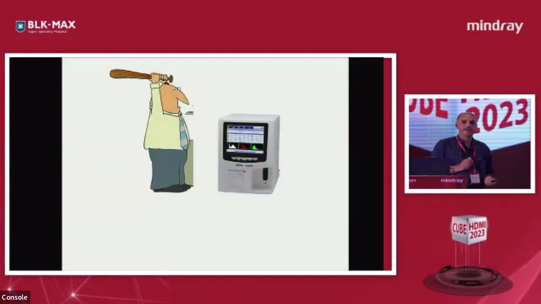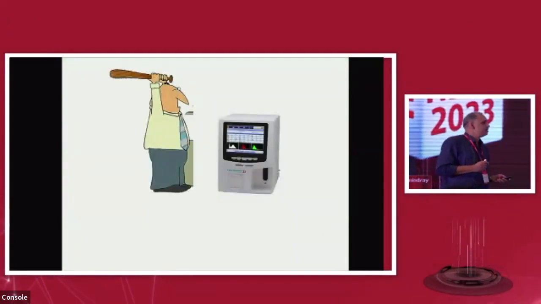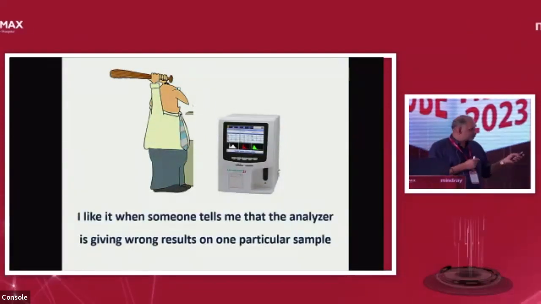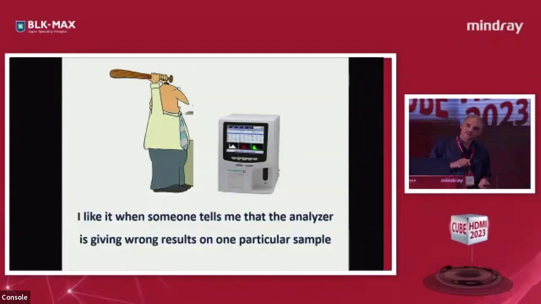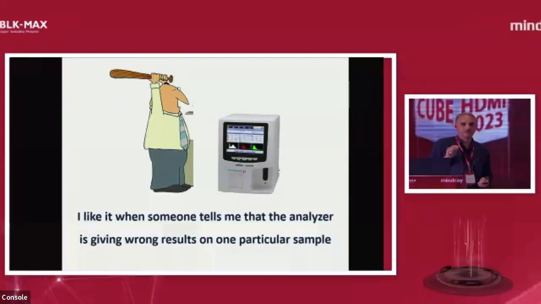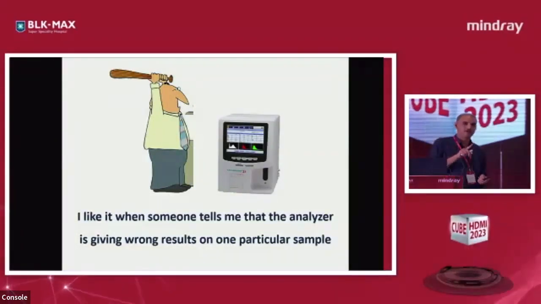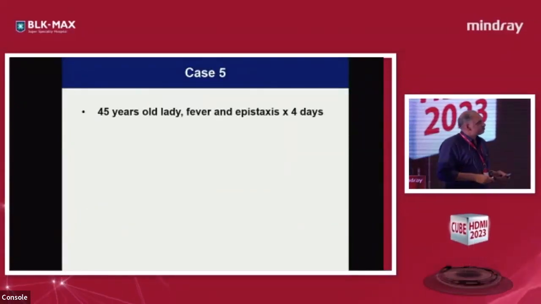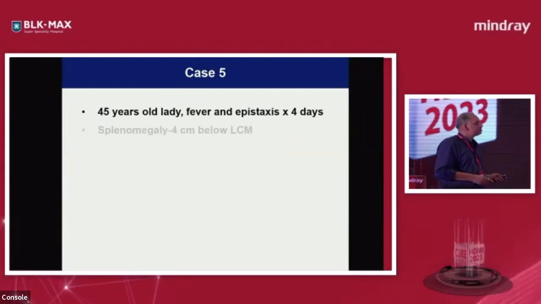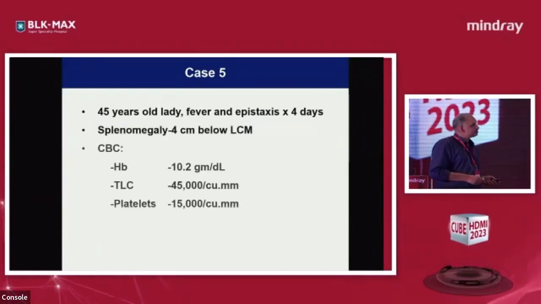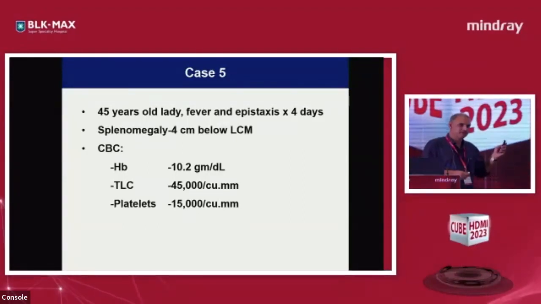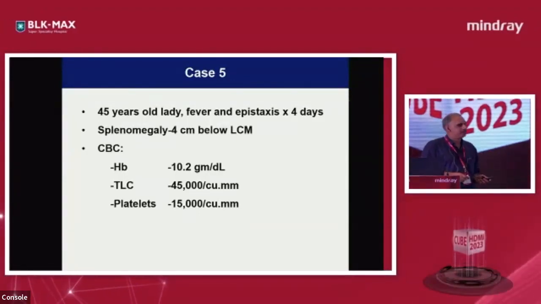Now, sometimes we get angry at our analyzers. Dr. Raman said this yesterday also. I also like it when somebody tells me that the analyzer is giving wrong results on a particular sample. I usually know there's an answer or a diagnosis coming up. Let's see some examples. 45-year-old lady, fever and epistaxis for 4 days, spleen enlarged, CBC very suggestive. I'm thinking could be a leukemia. Clinical scenario fits in. Thrombocytopenia, TLC is raised.